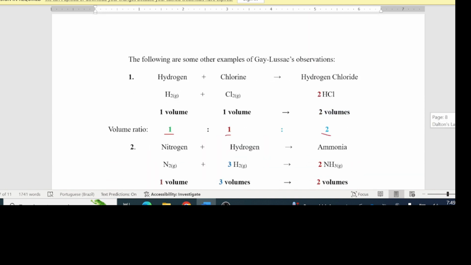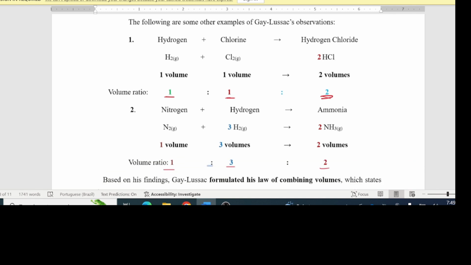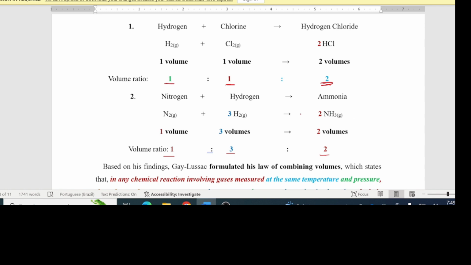Got the volumes. 1 volume of hydrogen reacting with 1 volume of chlorine gives you 2 volumes of hydrogen chloride. Nitrogen is reacting with hydrogen to form ammonia. You need 1 volume of nitrogen with 3 volumes of hydrogen, and you get 2 volumes of ammonia gas.